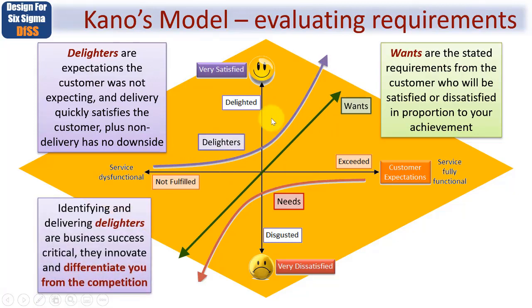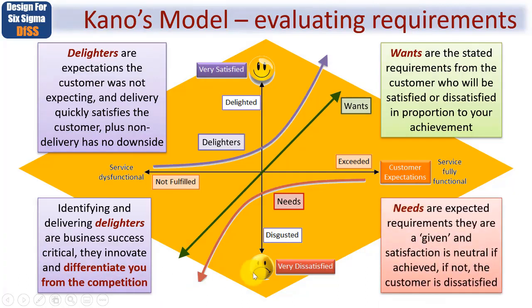Now, identifying and delivering delighters are business success critical because they innovate and would differentiate you from the competition. Just like that chocolate bar bought my custom for the next several years. Whereas needs are the expected requirements and they are a given. If you don't get needs, then customer satisfaction will not occur. In fact, they'll be dissatisfied.